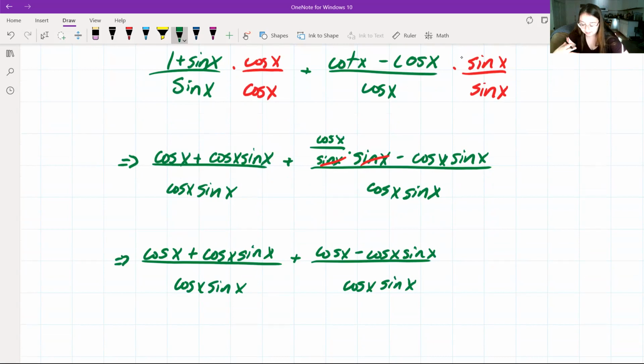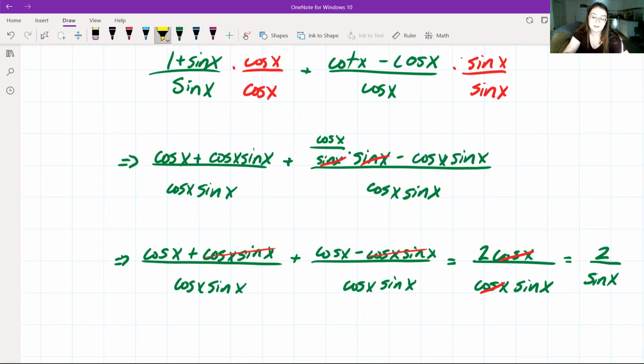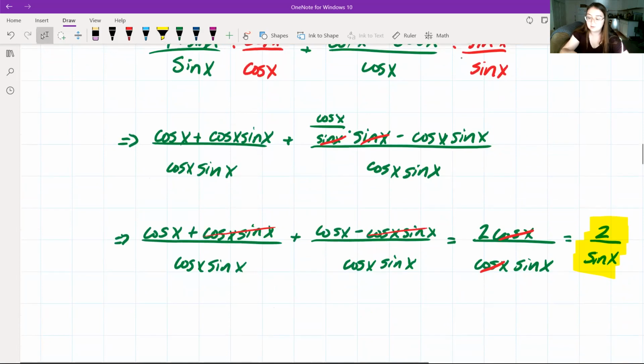So when we combine our two fractions here, we're going to end up adding our cosines of x, but then we're going to have cosine of x times sine of x minus cosine of x times sine of x. So those terms are going to end up canceling out. And what we're left with is 2 cosine of x divided by cosine of x times sine of x, which then our cosines can cancel, and this leaves us with a final answer of 2 divided by sine of x. And this would be our single ratio.